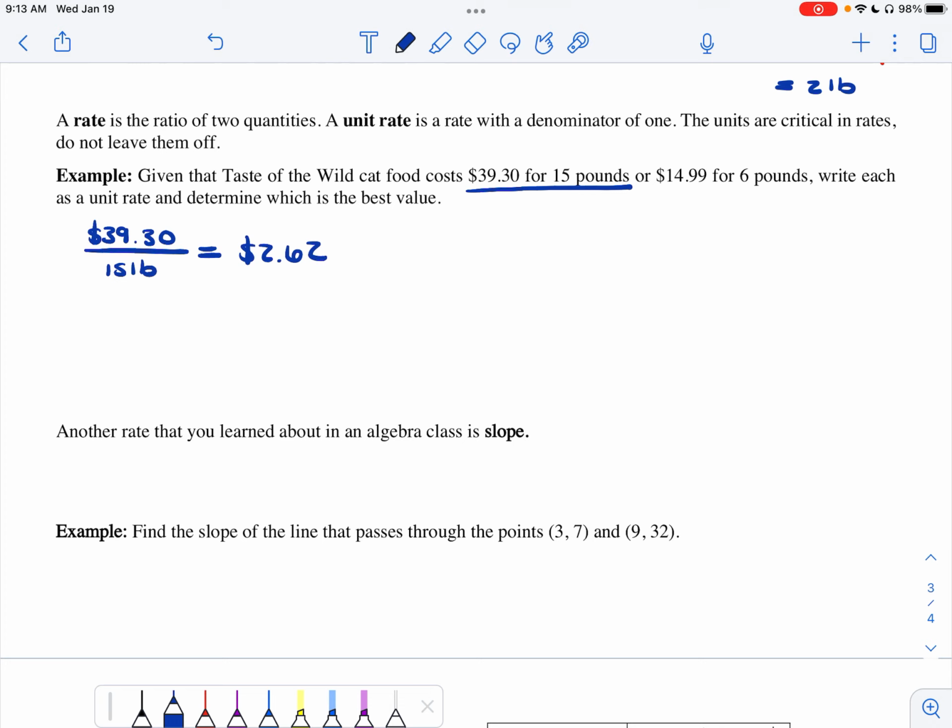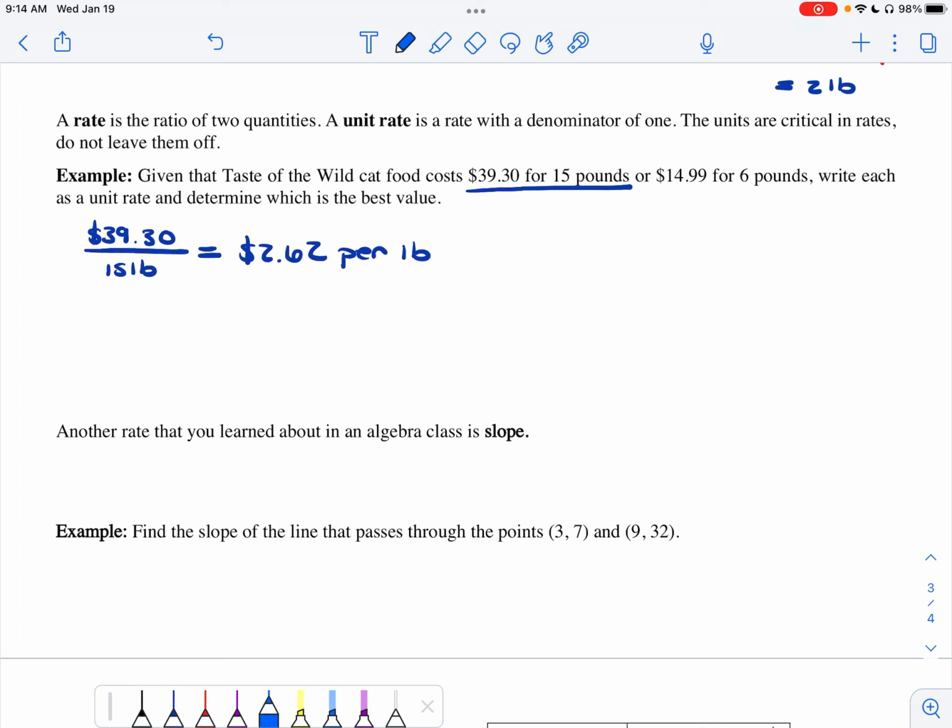2.62. Now our units here, we have dollars in the numerator, divided by pounds. Remember what I said a minute ago, division always translates to the word per. So this would be $2.62 per pound. And the reason why this is a unit rate right now is because we're left with just 1 pound in the denominator. So the 15-pound bag of cat food is $2.62 per pound.